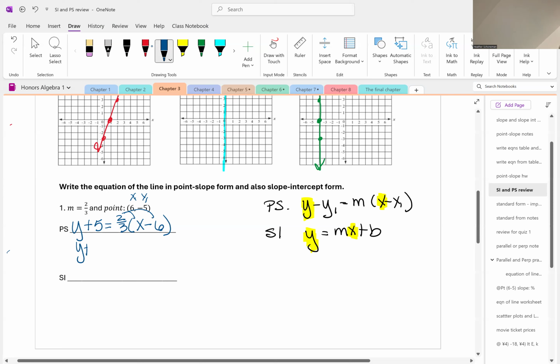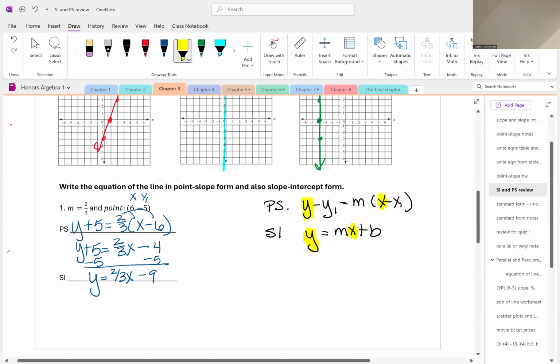So when I do that, I get y plus 5 equals 2/3 x minus... Now, sometimes it works out nice. And when we multiply this, we're going to do 6 divided by 3, that's 2, times the 2 on top, which is 4. Okay, and because it was a positive times a negative, I knew it'd be a negative. Now I need to get y by itself, so I'm going to subtract 5, and I get y equals 2/3 x minus 9. Now I'm in slope-intercept form.